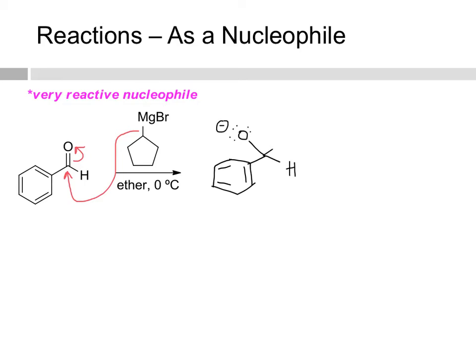So overall, this is a nucleophilic addition mechanism, and you will make this tetrahedral intermediate. You have that hydrogen still on, and now you've made a bond with the cyclopentyl group. Upon workup, so step 2 would be workup with either mild acid conditions or with water, you will protonate that alkoxide to make the alcohol. So your final product is going to be an alcohol.